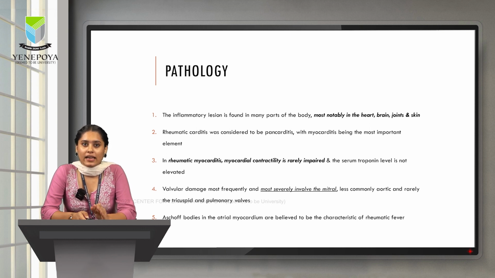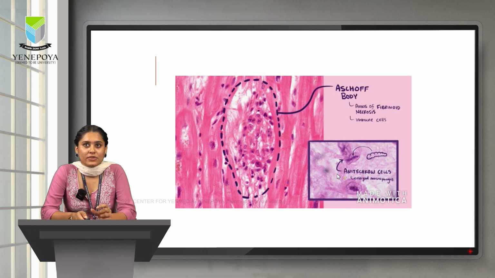Aschoff bodies in the atrial myocardium are believed to be characteristic of rheumatic fever. You can see in this slide something called Aschoff bodies, which are areas of fibroid necrosis. If this is present in the atrial myocardial region, then it gives clarity that rheumatic carditis is for sure present in the patient. You can also see something called Anitschkow cells, which are enlarged macrophages. In them you can see something called caterpillar nuclei.